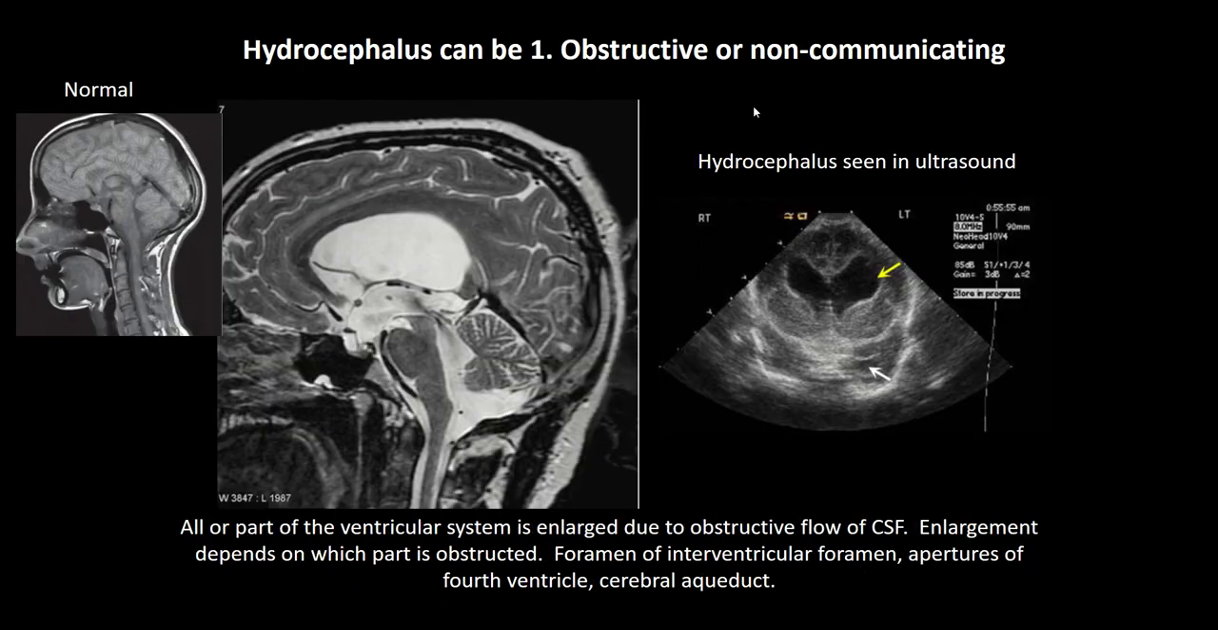So it can be obstructive. It's also called non-communicating, and that means what it sounds like. The ventricles can't communicate with each other. So ventricles get very big and exaggerated.